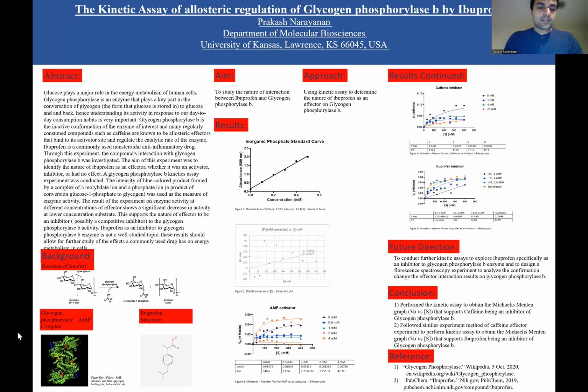Here, let's look at the figure glycogen phosphorylase AMP complex. In this, the green color obviously is the glycogen phosphorylase compound. The yellow color indicates the AMP allosteric site. The blue color indicates glycogen binding site, and the red color indicates the catalytic site.